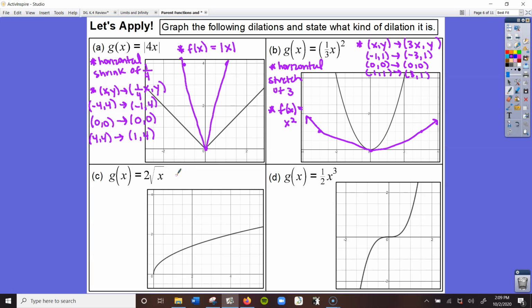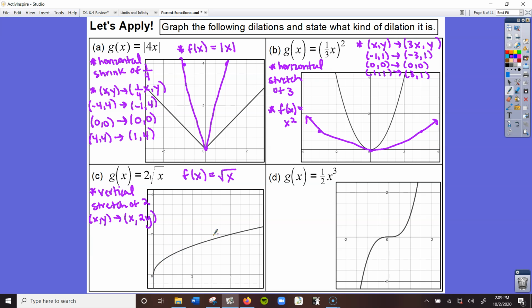All right. For C, my parent function here is the square root of x, or the radical function. As you can see, we have a number on the outside, meaning it is some kind of vertical dilation. Since I am multiplying 2, that means it is a stretch of 2. So now we're going to write out our rules. We have xy. The x stays the same, but I'm multiplying my y's by 2. So this will be 2y.